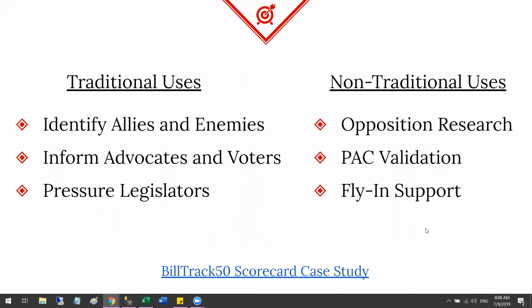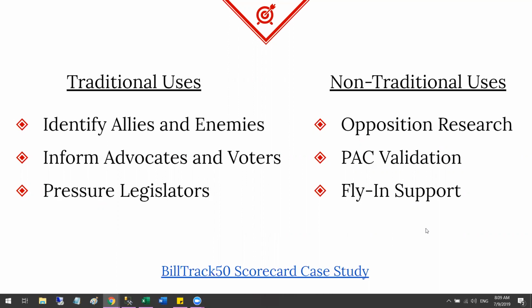PAC validation, and I think as a former PAC leader, I think this is important. So many times I was asked by our PAC members, why are we supporting this member? Why are we supporting that member? And a scorecard gives you an easy calculus to say, hey, look, these are people that are supporting us. These are people that it's important to keep in office, and that's why the PAC is supporting these individuals.